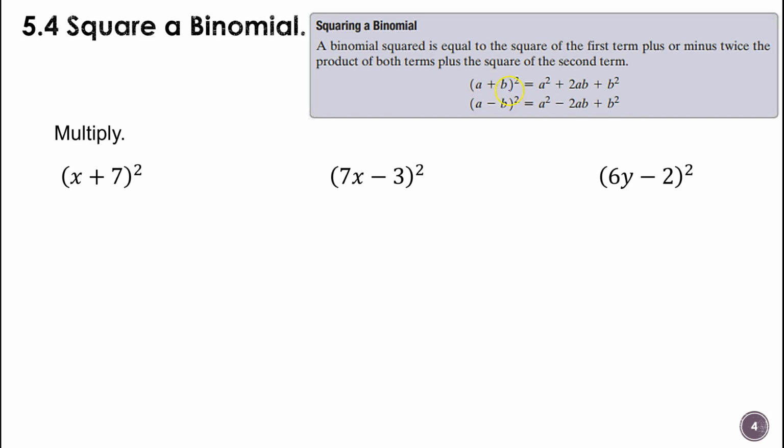Okay, so here's how this works. In my formula, (a plus b) squared, I get a squared plus 2ab plus b squared. Well, that probably just sounds really weird to you anyway. But basically, x is my a, and 7 is my b. Since it has a plus, we use the first formula. So we're going to take the a squared, which is x squared, plus we have a 2 times a times b, plus b squared.